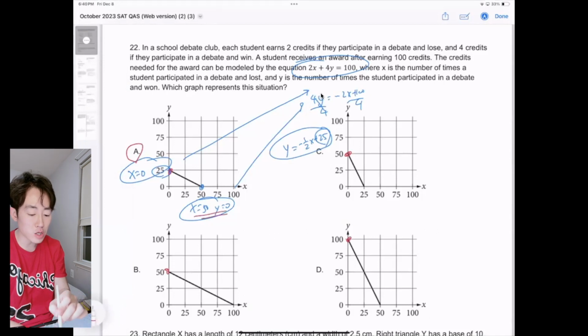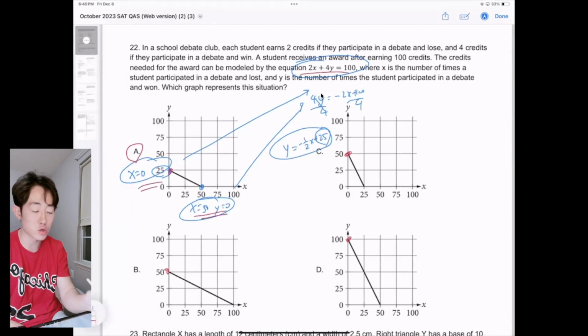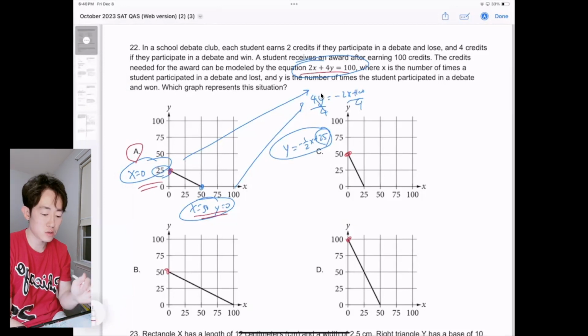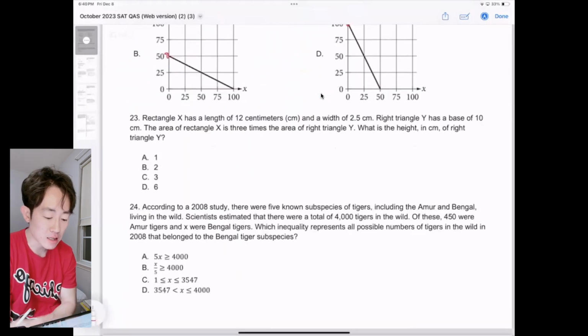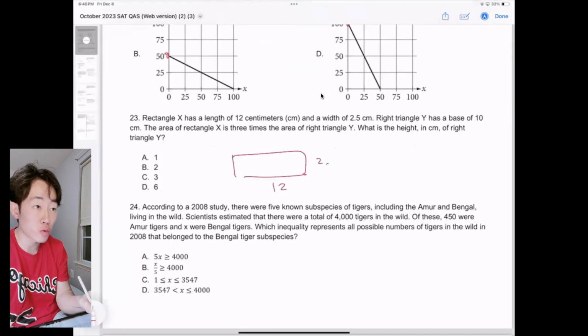But plug your x and y-intercepts into the equation, and you should still get 100. For other word problems that look similar to this, that's the best way to do it, or to solve for y.